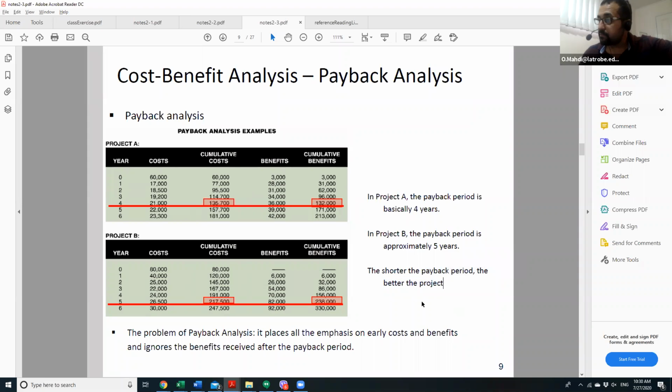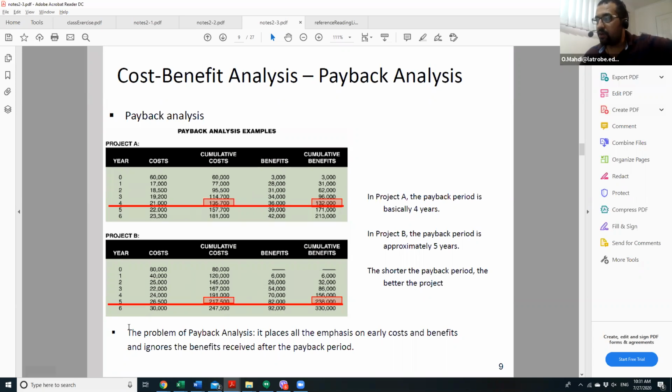Okay, guys, any question about this one, just before moving to the next one? All good? Any doubt? Something not clear? Because this is quite important. You need to fully understand this one. This is quite important to your assignments and your final exam. All good. Great. So this is all about payback analysis.